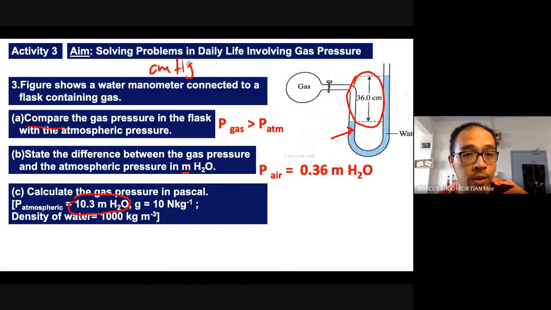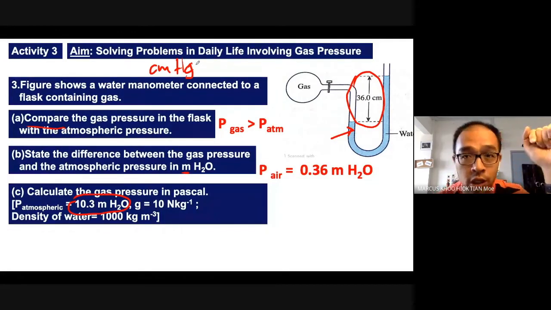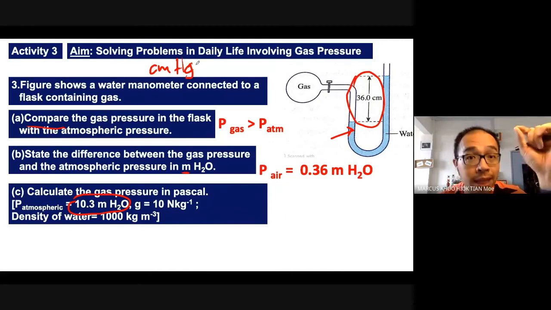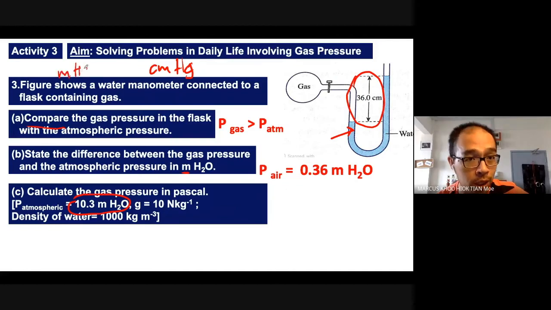If you remember when I was talking to you about atmospheric pressure, I said the unit that you want to use depends on what liquid you're using to measure the pressure. If you're using mercury, then make sure it is centimeter mercury. If you're using water, then make sure it's in meter water. The only difference is that one is in centimeter and the other one is in meter. Do we have a unit called meter mercury? Or do we have a unit called centimeter water?